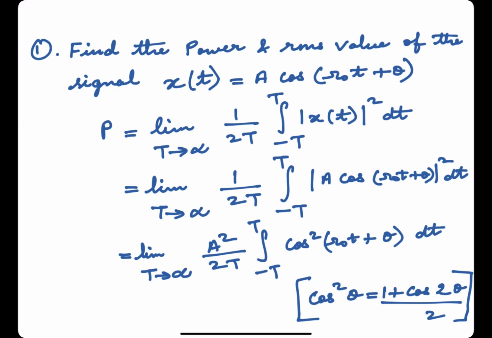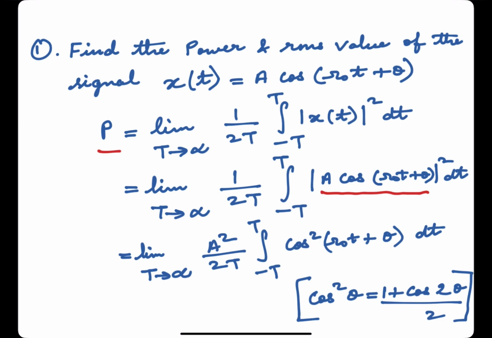Now we'll move on to the problems in energy and power signals. The first example we can take is: find the power and RMS value of the signal x(t) = A cos(ω0 t + θ). The equation for power is P = limit T tends to infinity 1/2T integral from -T to T of |x(t)|^2 dt. Now x(t) is nothing but A cos(ω0 t + θ), so we substitute that into the mod square.